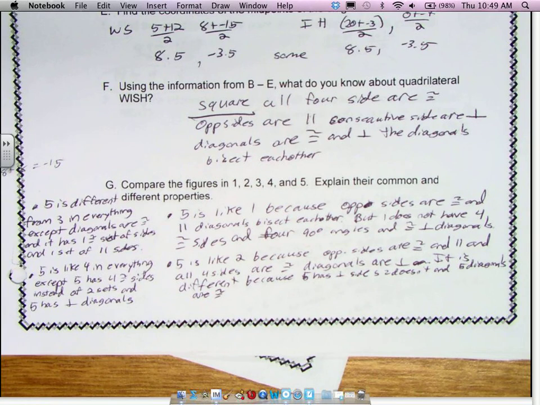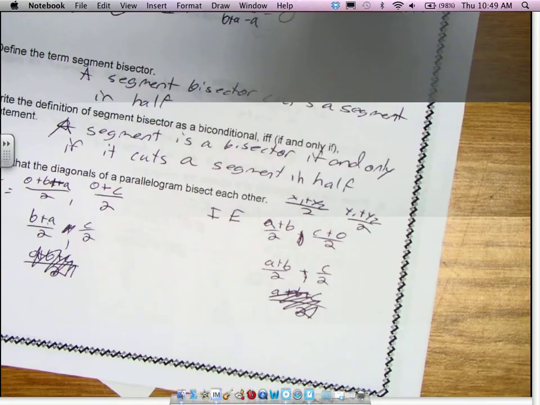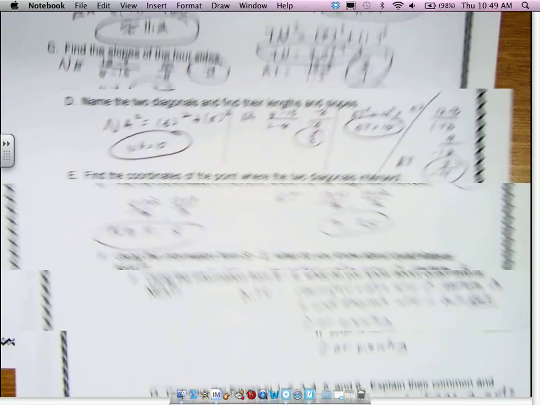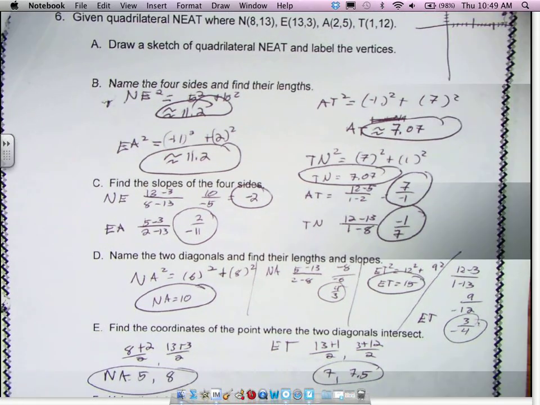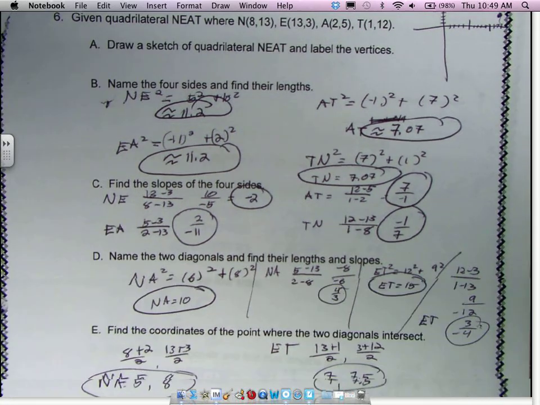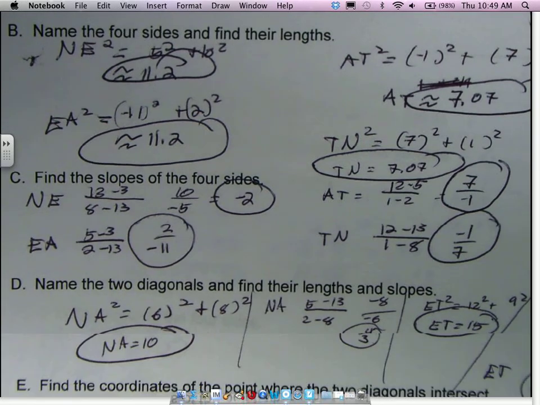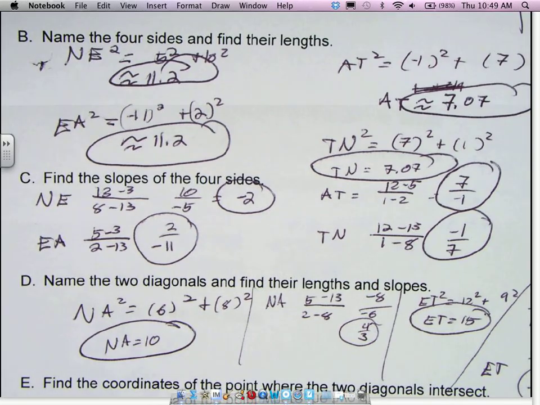Okay, I'm going to move on. Yes, Joe, I'm going to show it to you later. We are on number 6. Nobody's yelling. I'm not yelling at you, I'm teasing you. Alright, we're looking at number 6.